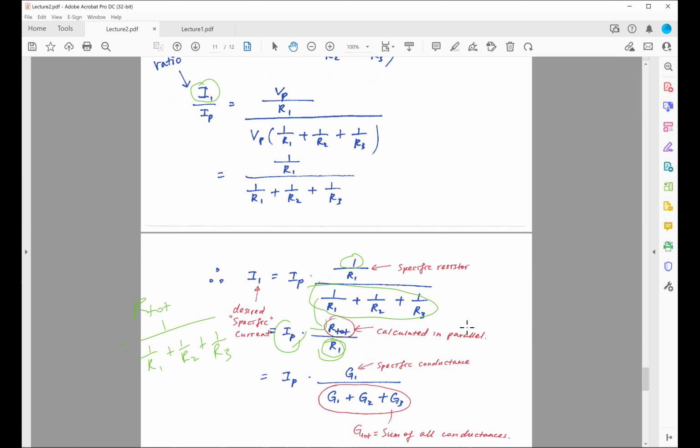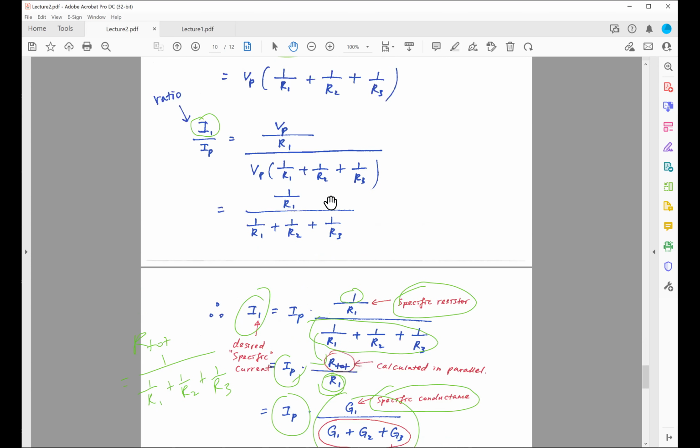Instead of using resistance, I can also use conductance. Remember, we did this exercise earlier. So instead of using 1 over R1, I can replace that completely by G1. Instead of using a specific resistor, I can use a specific conductance, which may be easier for some of you. So all I have to do here is take G1 on the top, divided by G1 plus G2 plus G3. Specific conductance over the sum of all conductances. Take this ratio times IP, and you will get I1.